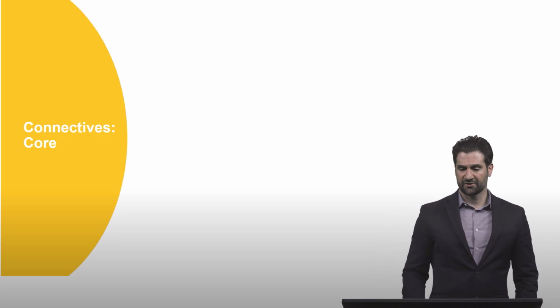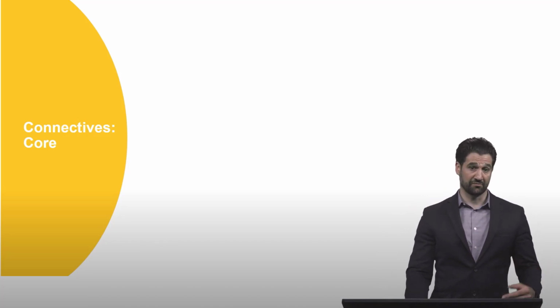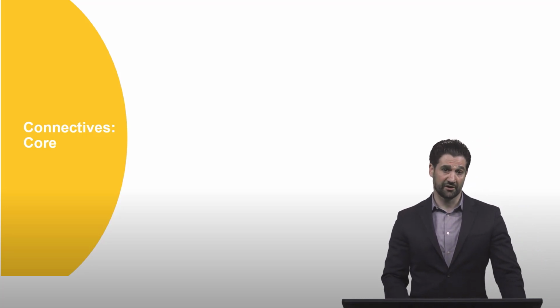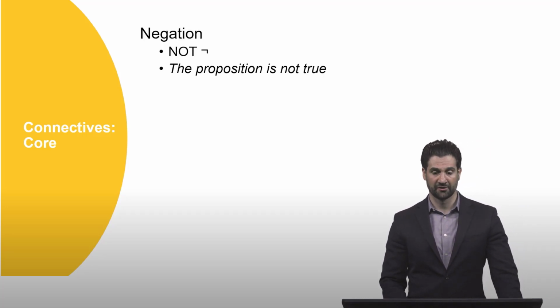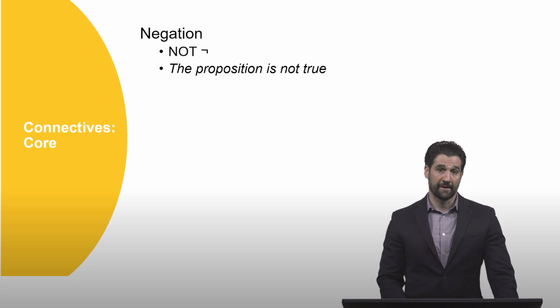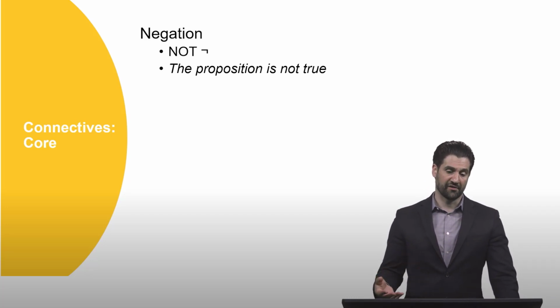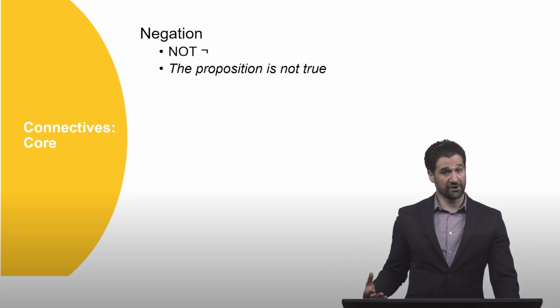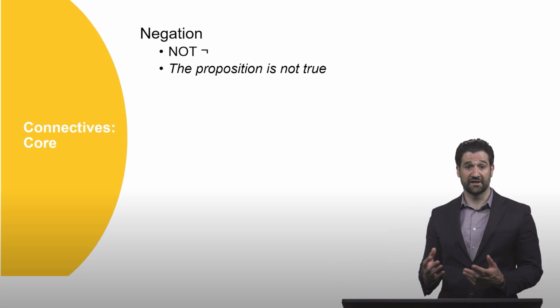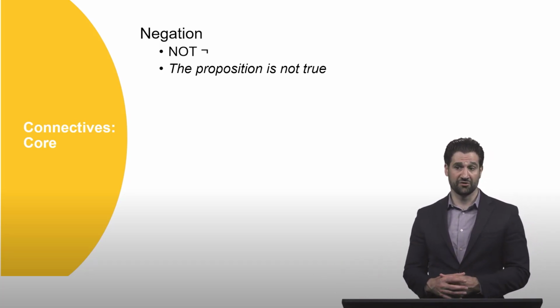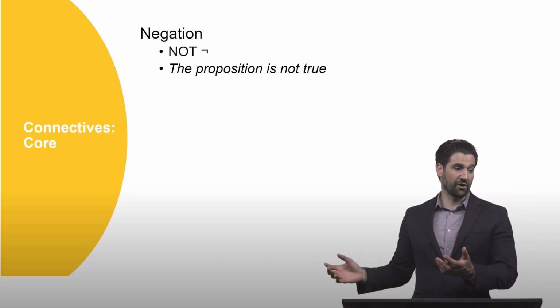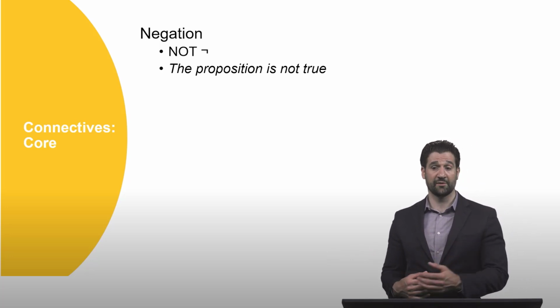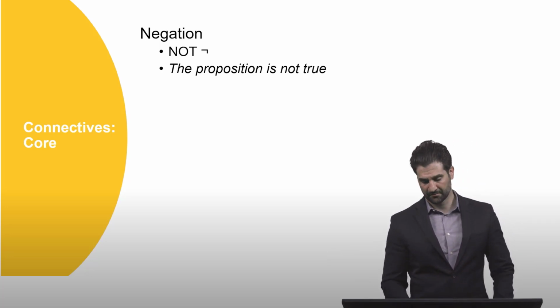So connectives. These are the core logical connectives, and from these you can create the other major logical connectives. The first one is not. The negation of a proposition is simply the opposite. So if we say 2 plus 2 equals 22, as we saw in the last slide, the negation, not 2 plus 2 equals 22, is going to be true every time the first statement is false.